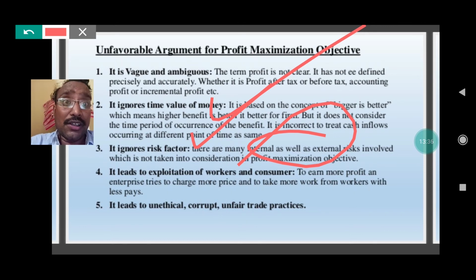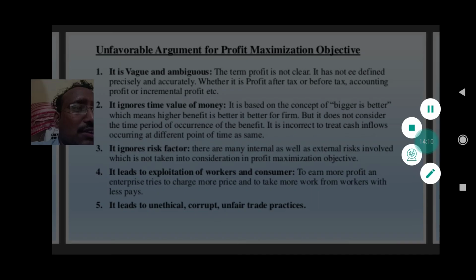What is the risk factor? Always it considers the profit. But take for example, if you consider a coin, it has two faces. One is a head and another one is a tail. Similarly, business has two faces. One is a profit and another one is a loss. But profit maximization considers only the profit, it does not consider the loss. It tells that every day the firm is in profit, but it is not possible. Sometimes loss is also there. So that's what, the risk factor is not considered here.